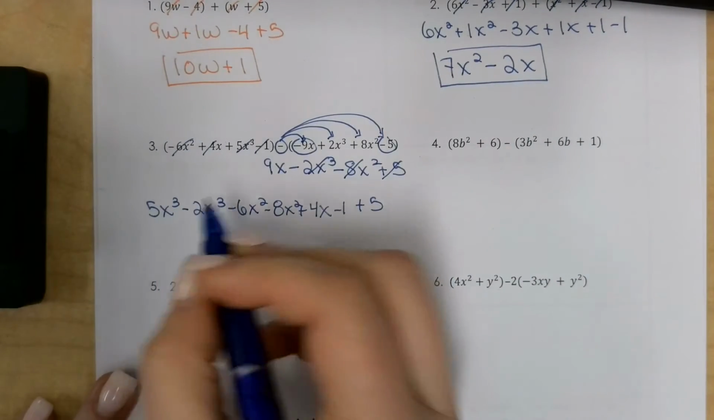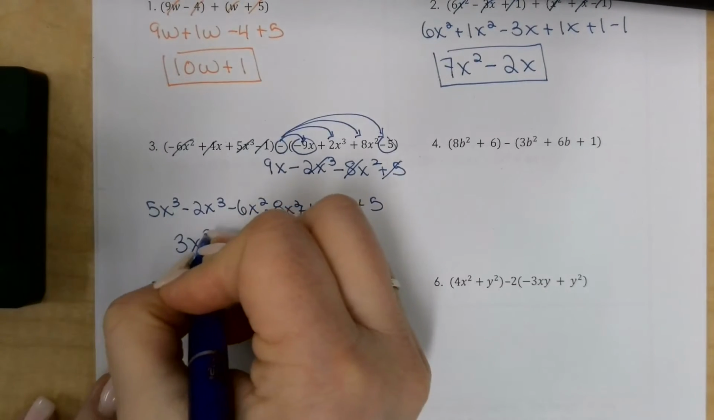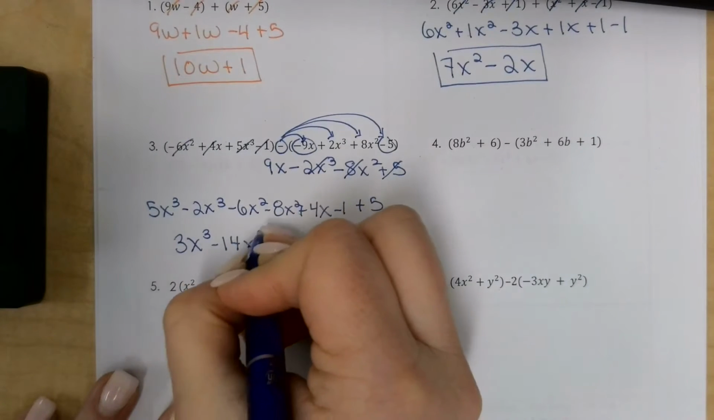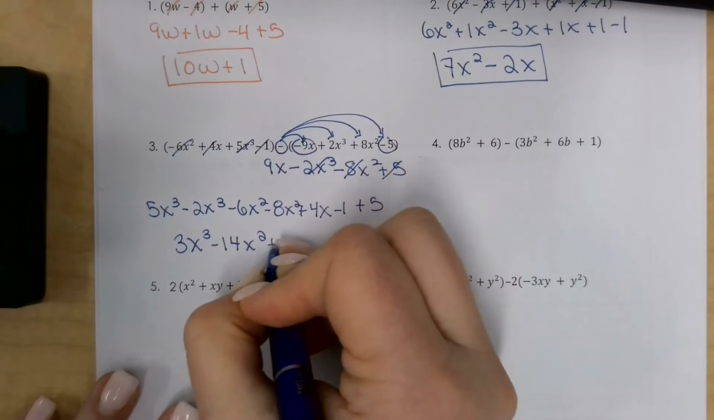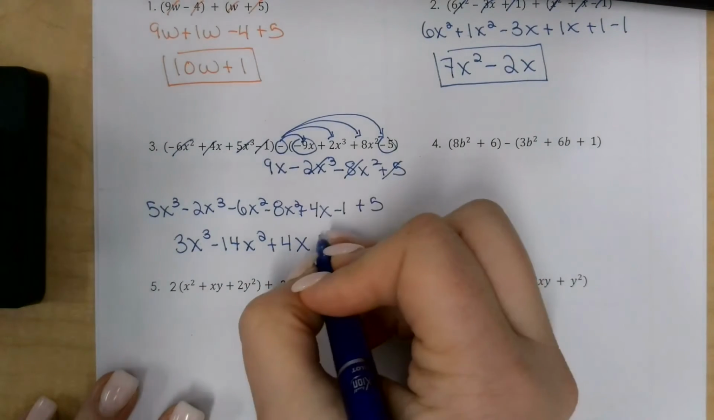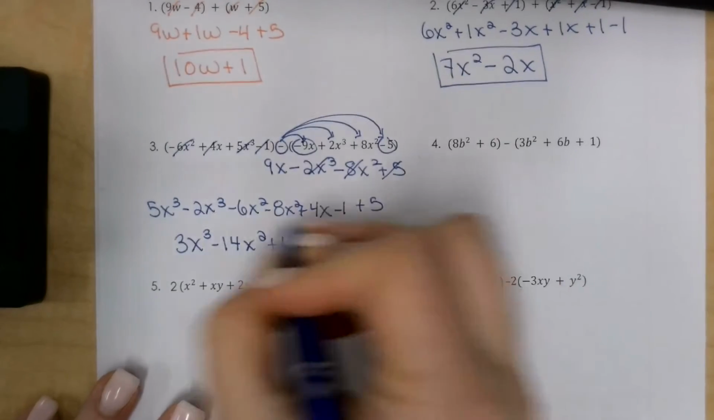All right, 5 minus 2 is 3x cubed. Minus 6 minus 8 is negative 14x squared. 4x is alone and will stay 4x. And negative 1 plus 5 is plus 4.